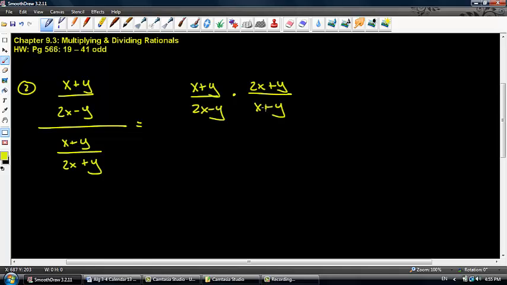This thing here, it doesn't seem like it can be factored that much, but remember, I've got x plus y's up top and bottom, and they're in a group, so they can go away. And from here, I end up with 2x plus y over 2x minus y.